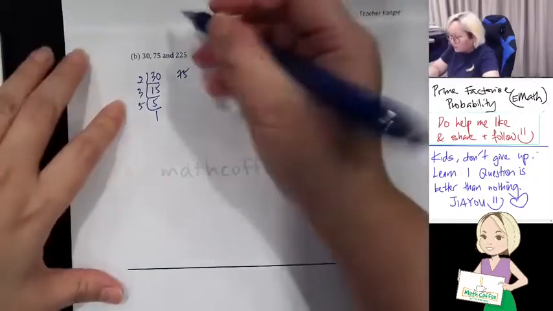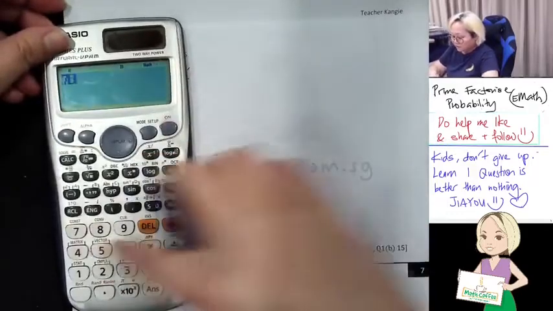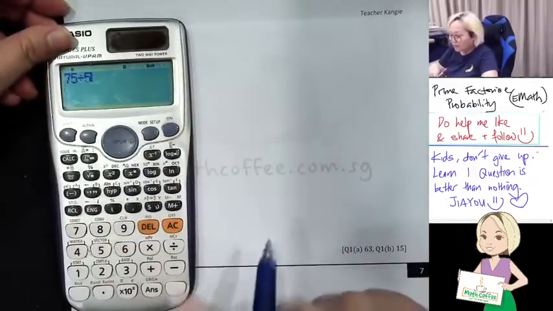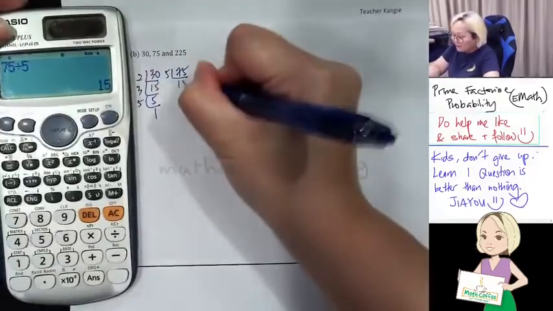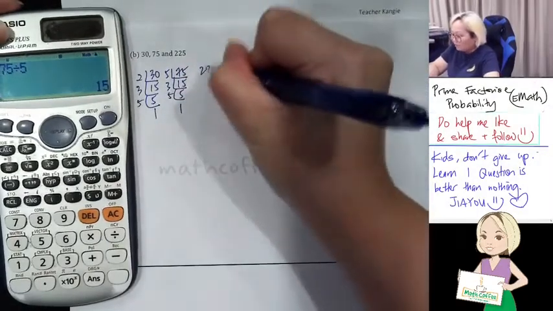75. No problem. 75 divided by 5. Let's see, I don't want to test my mental sum, so I'm going to press the calculator. 15 divided by 3, 5. Divided by 5, 1. 225. Divided by 5.